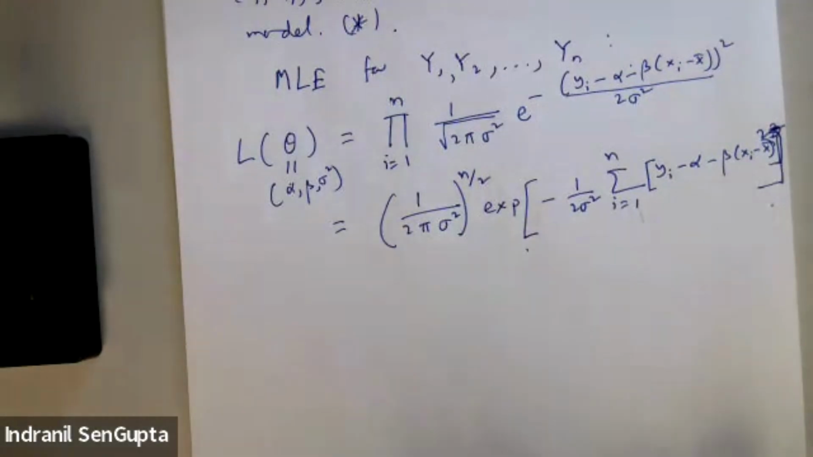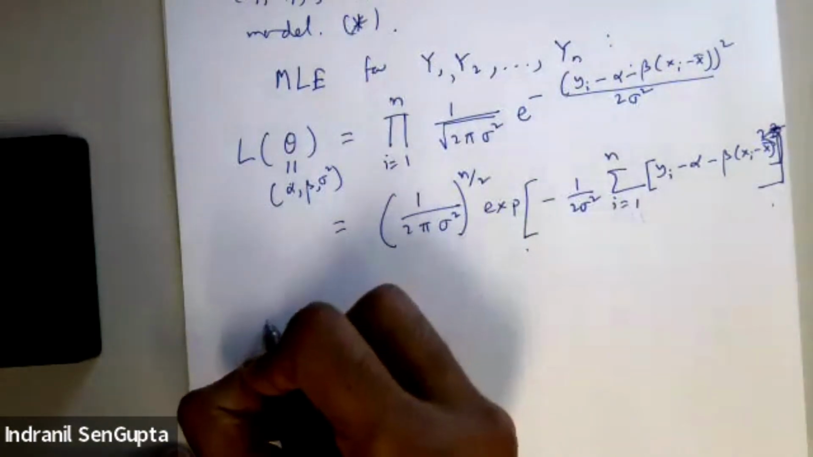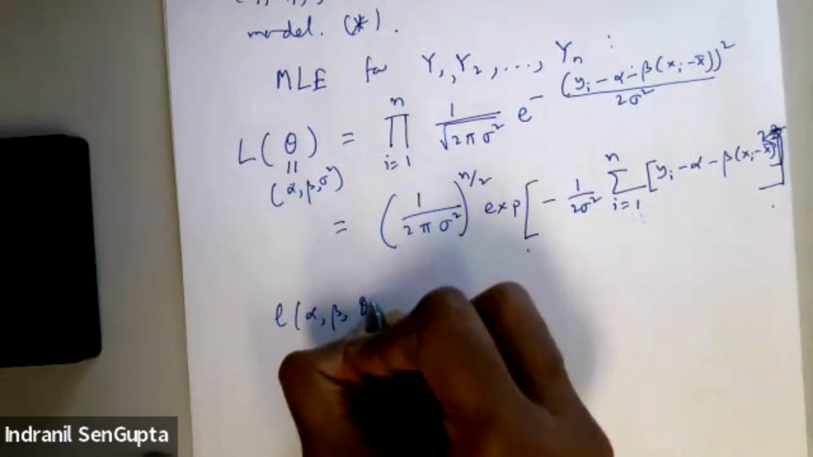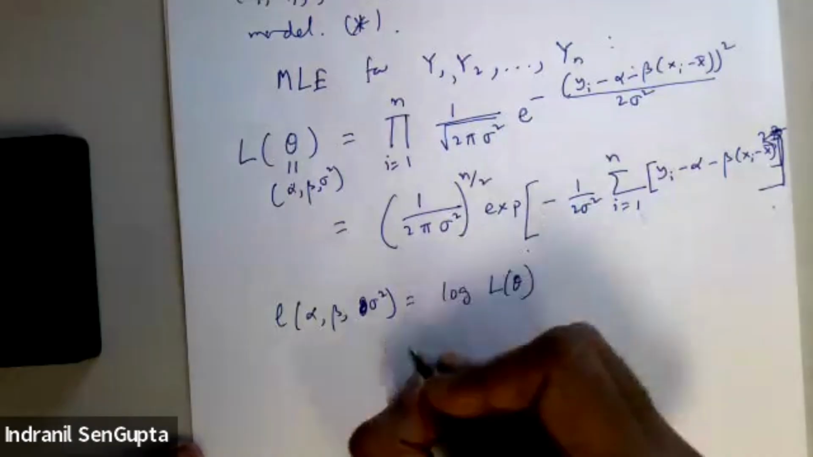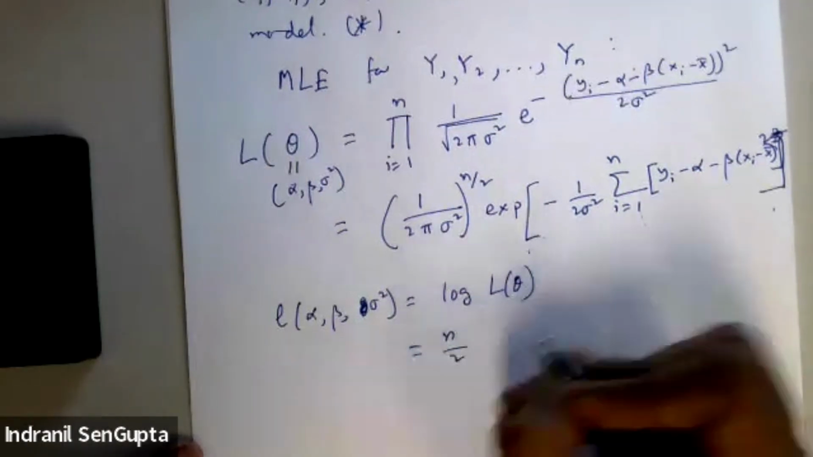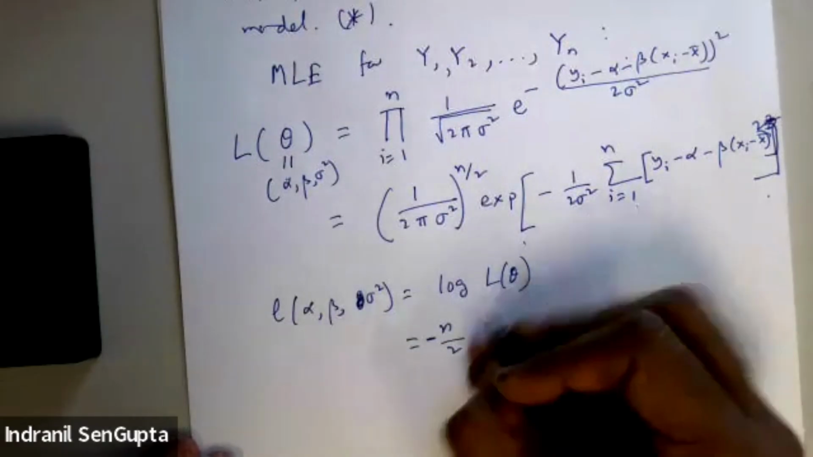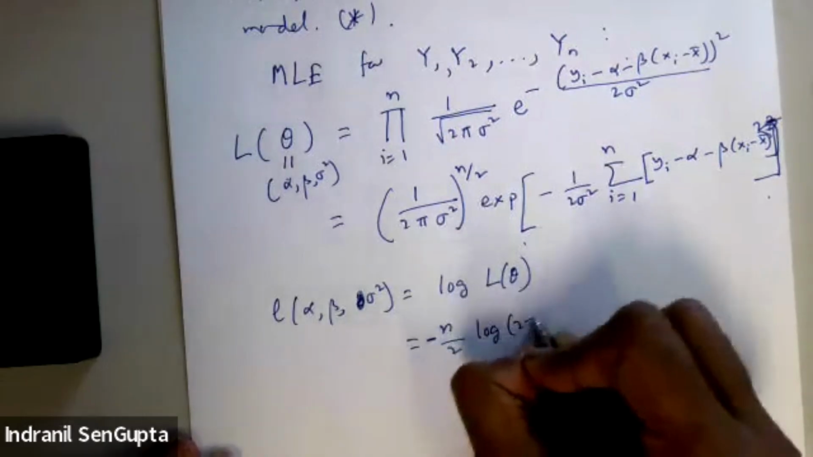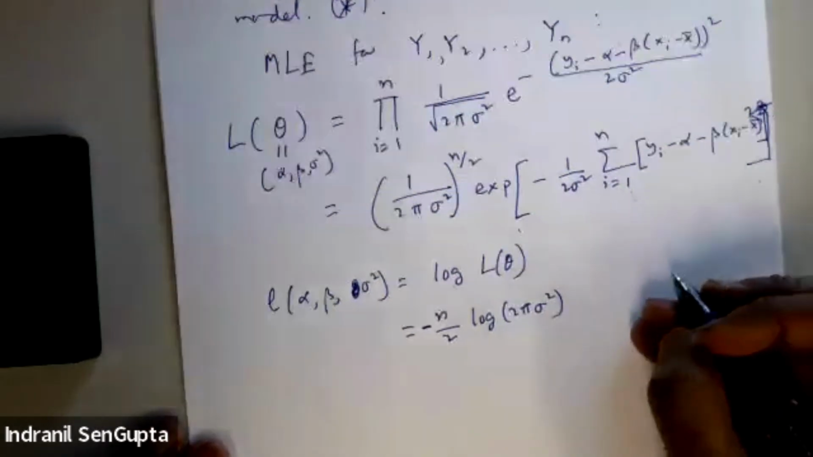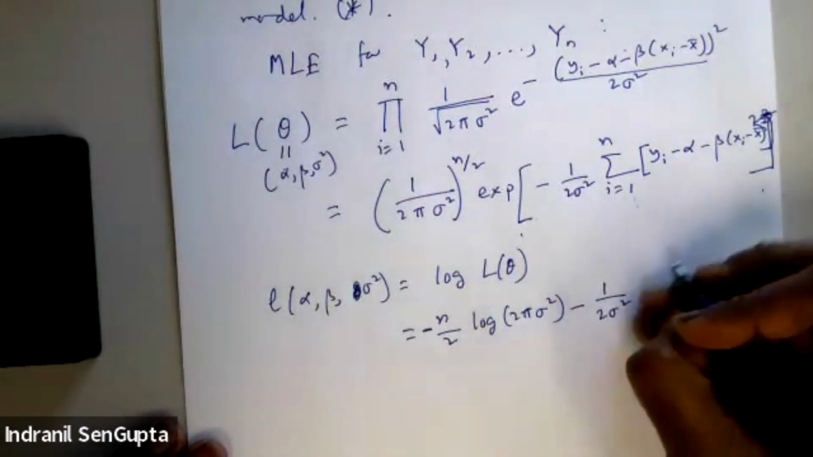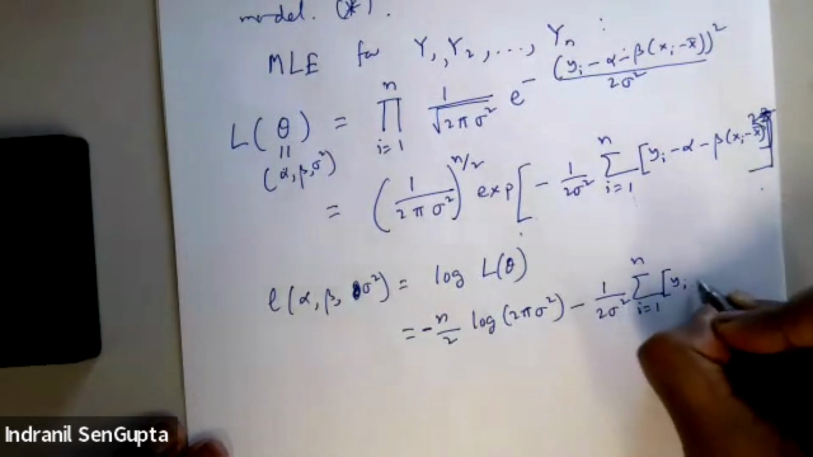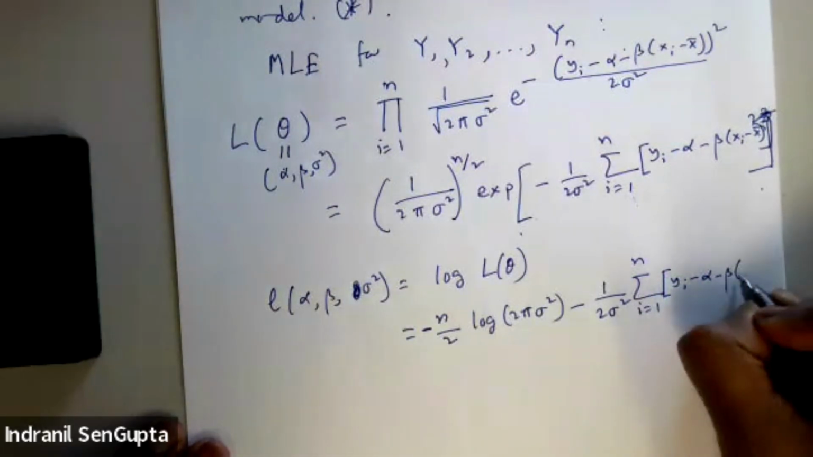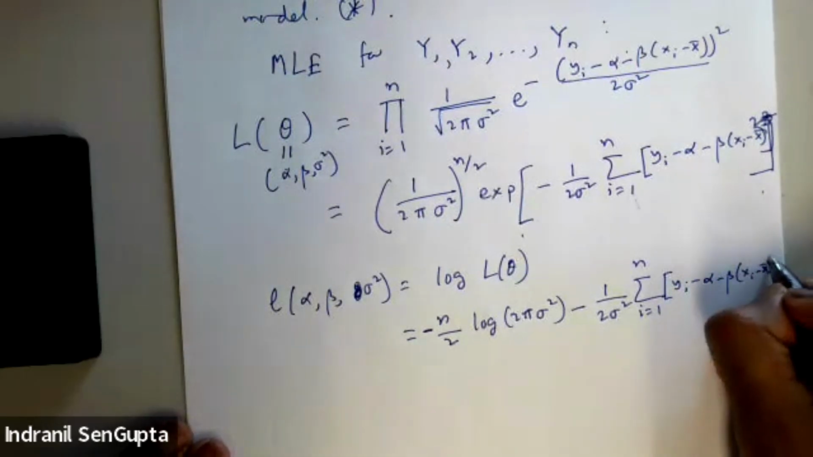Now this is a least squares problem. You might have seen it on various occasions. One way to do it is to take the log of L of alpha, beta, sigma squared, which is the log of L theta. If I take the logarithm, it's minus n over 2 log of 2 pi sigma squared, and then minus 1 over 2 sigma squared, summation i from 1 to n, of yi minus alpha minus beta (xi minus x bar), squared.